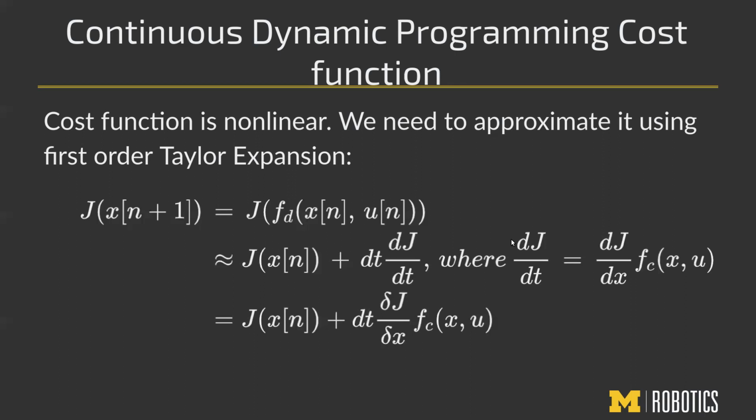at some other state s of n plus 1, where s of n plus 1 is basically represented as the transition function that gives us the next state after action u is performed at state x. And so this is basically the first order linearization of this nonlinear cost function.